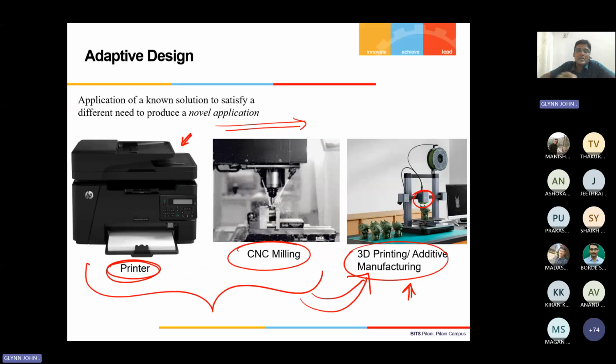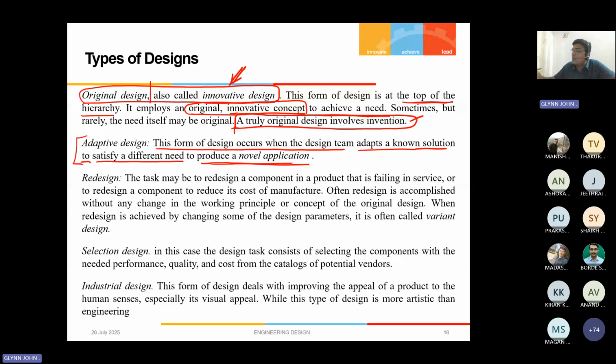is redesign. Okay, redesign. Now, what do we mean by redesign? So now the word itself is telling us what it is, right? Redesigning. You take it, design it again, you design it again, right? Redesign. So this may be to redesign a component.